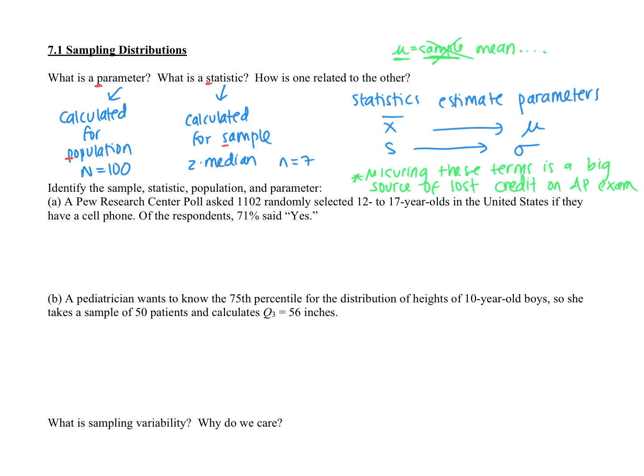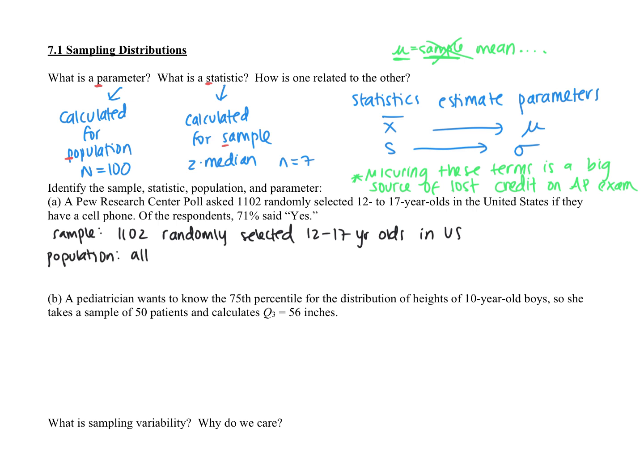Okay, so let's take a look at the first example. In these examples, we are going to identify the sample, the statistic, the population, and the parameter. A Pew Research Center poll asked 1,102 randomly selected 12 to 17-year-olds in the U.S. if they have a cell phone. Of the respondents, 71% said yes. Sample is who we actually asked. So the sample is the 1,102 randomly selected 12 to 17-year-olds in the U.S. That's who we actually surveyed. The population is who we're interested in. We are interested in all 12 to 17-year-olds in the US.